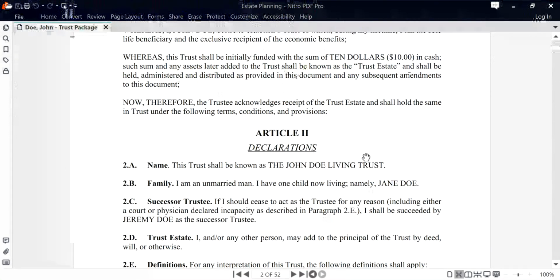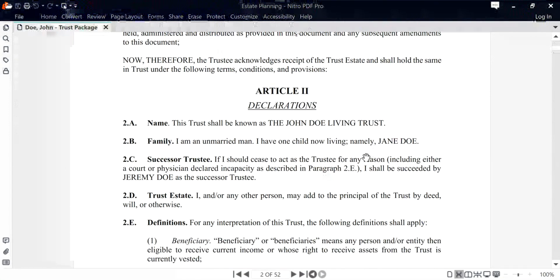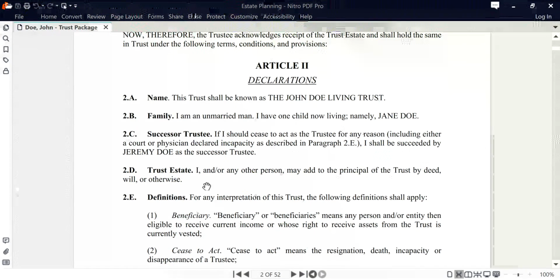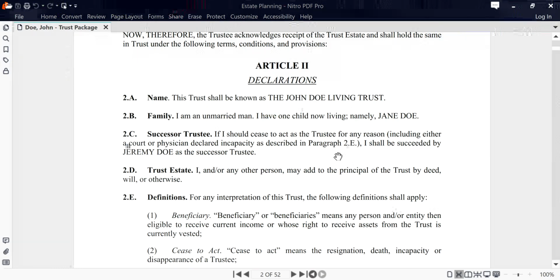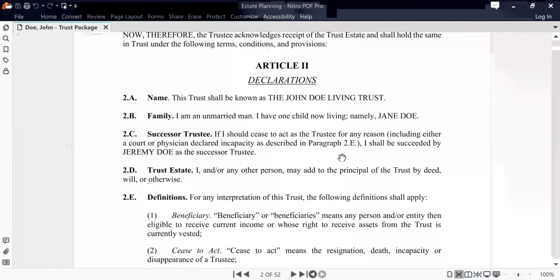Sometimes an additional trustee would be named from the get-go, but usually the settlors are taking care of business in the beginning. You have the name of the trust, and then in this area, section 2C, you'd be seeing who the successor trustee would be. So if the ones listed above couldn't handle that role, then this one would step in under those circumstances.